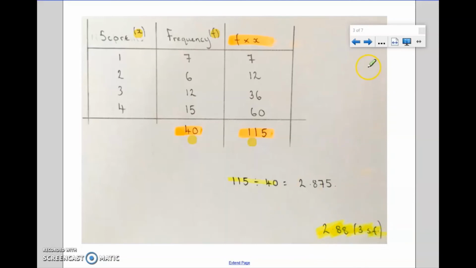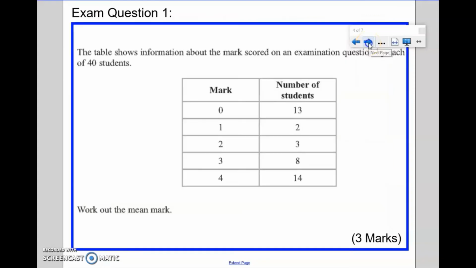Okay, let's have a look at a couple of exam questions. So here's an exam question to have a go at. Again, you have the ability to pause the video. I've put on the screen that this question is worth 3 marks. So you should be showing enough working out to gain 3 marks. After you unpause the video, I'll talk you through the worked solution and where those 3 marks would be allocated. Could you pause the video now?